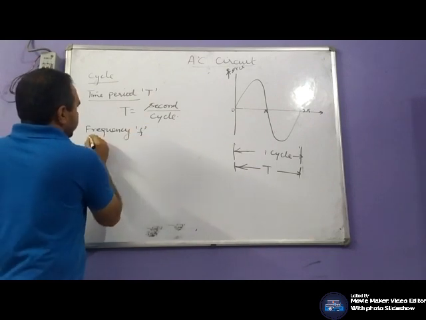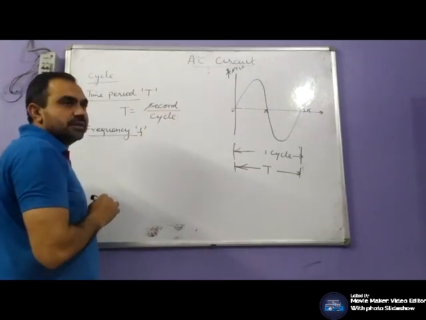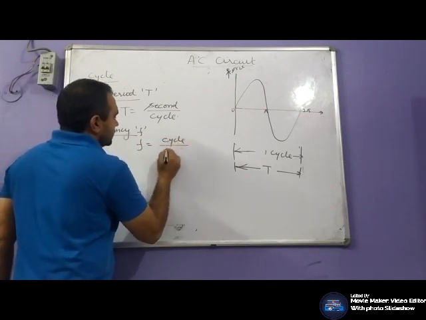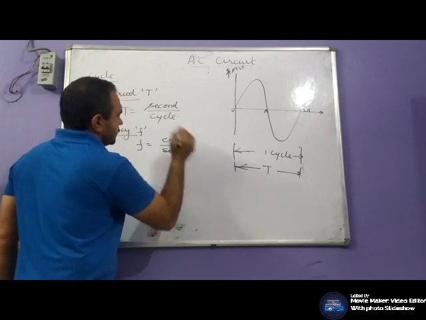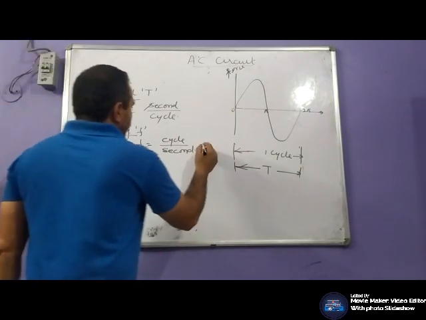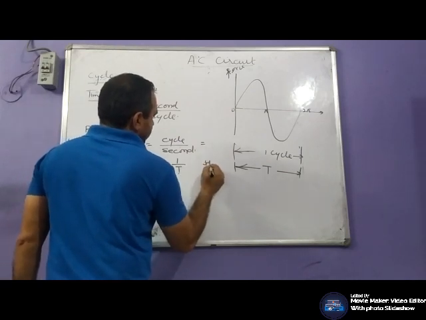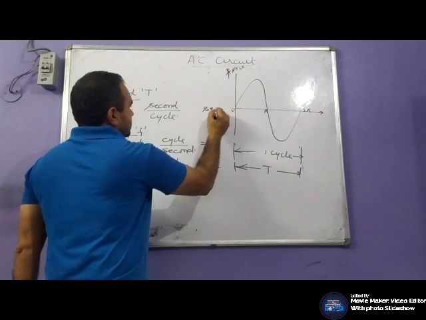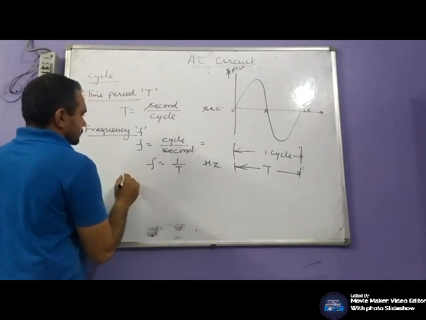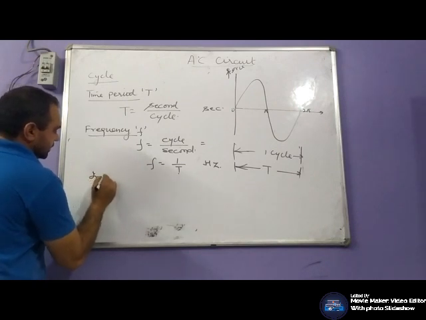Next term is frequency, denoted by F. Frequency is the number of cycles per second, or you can represent it as F equals 1 by T, and the unit is hertz, where time is in seconds. Another term is instantaneous value.